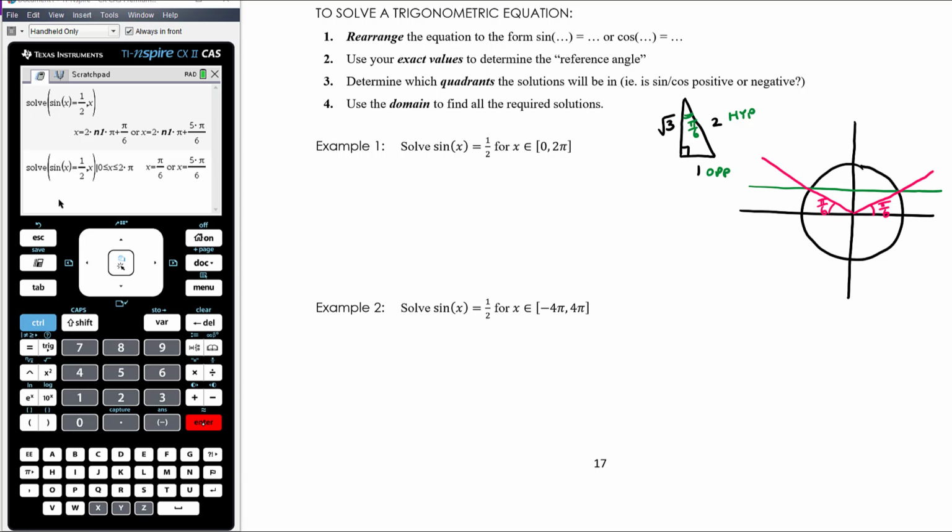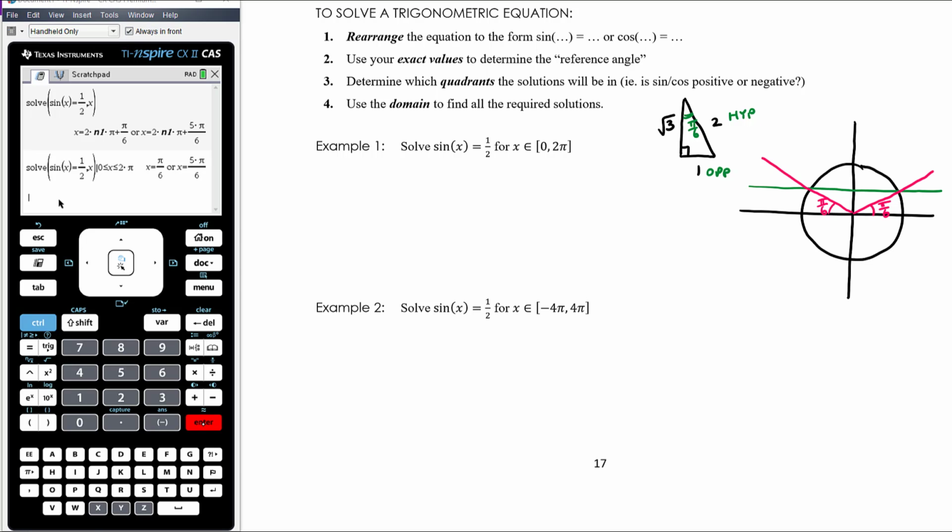Okay, the next thing we need to think about, I'm running out of colours because I got overexcited with colours at the beginning. So we've done the first three steps. We've rearranged, which we didn't need to do. We've used our exact values to determine our reference angle, which was pi on 6. We've determined which quadrants our solutions are in. So now we know they're solutions to do with pi on 6 in the first and second quadrants. So those pink lines are giving me the location of all the solutions. Then we need to use our domain to find the required solutions.